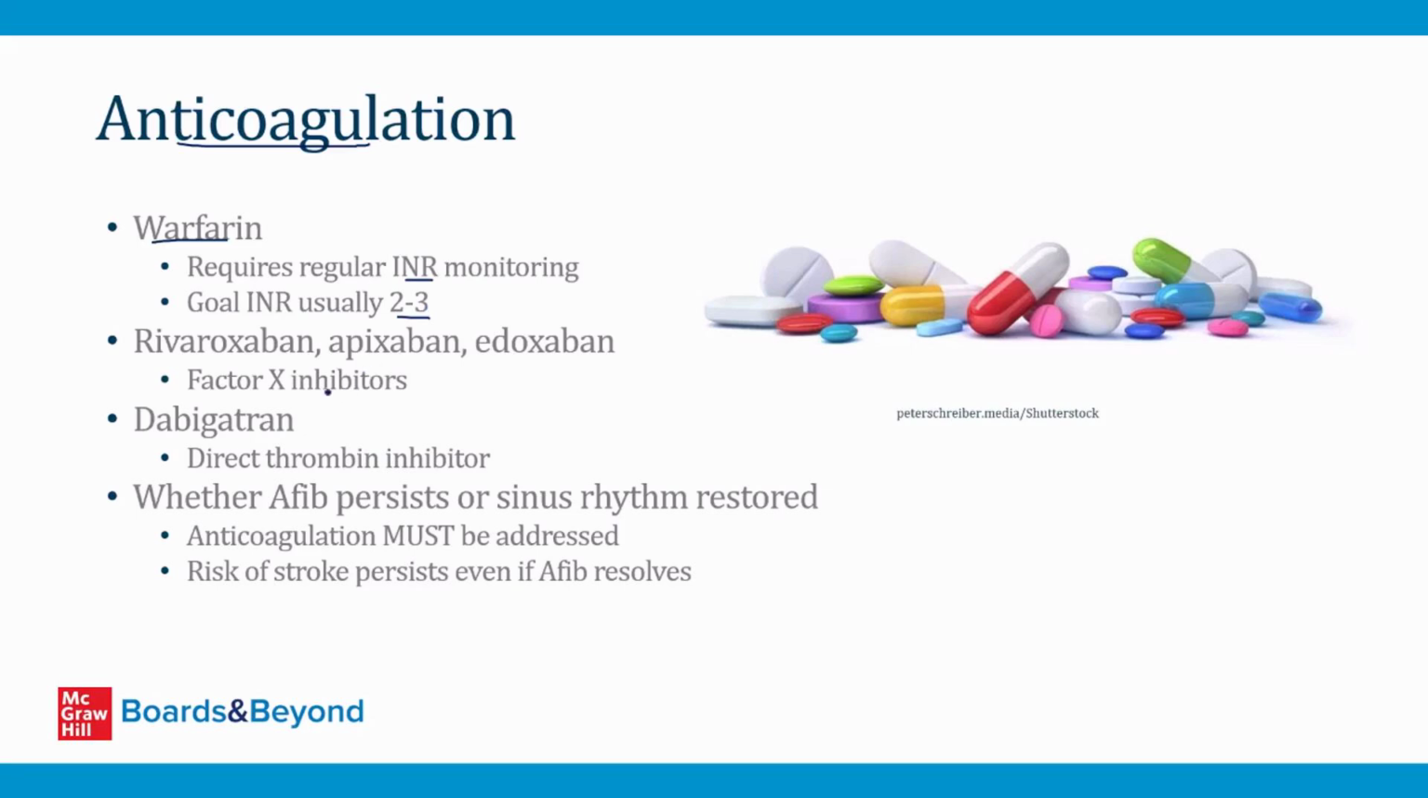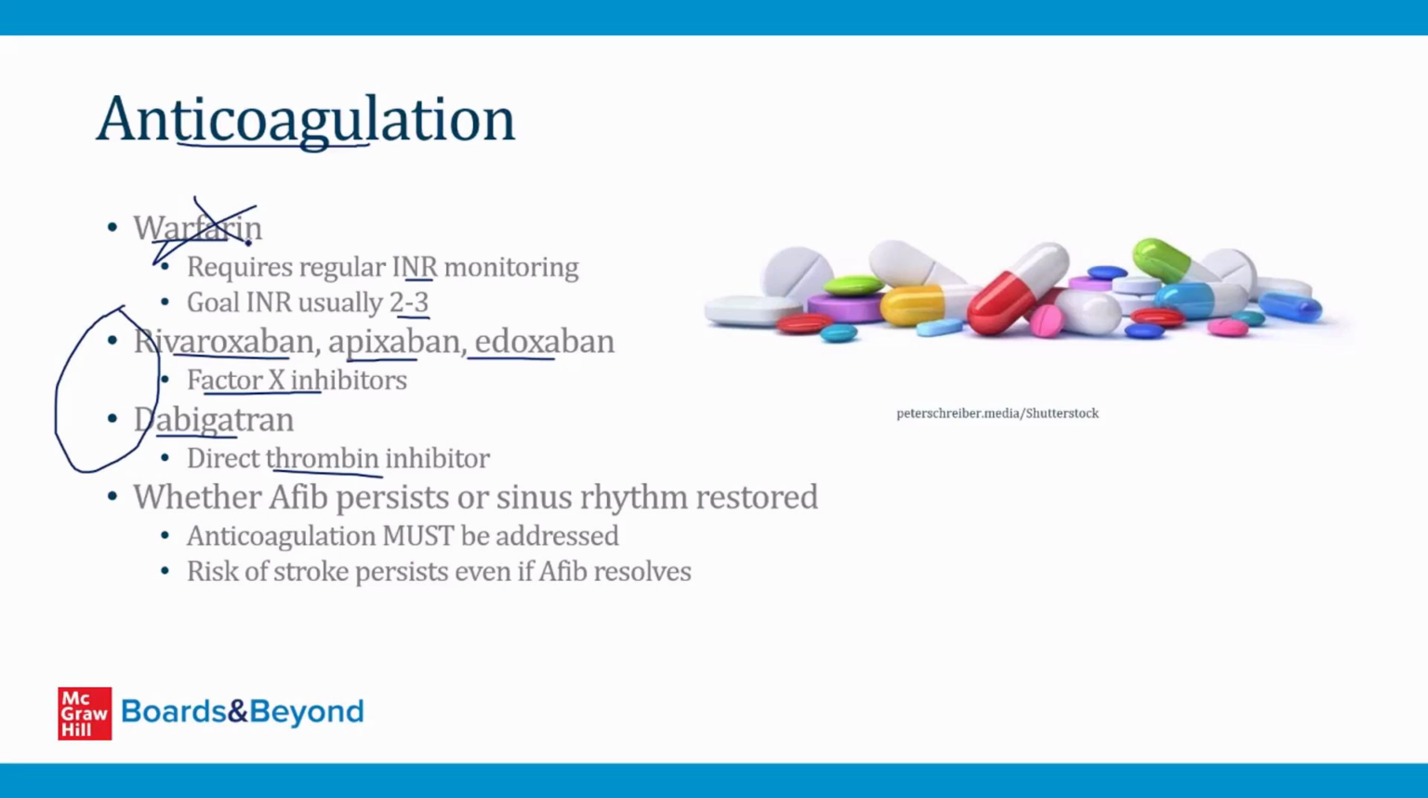The new classes of drugs that are used are the factor X inhibitors and the direct thrombin inhibitors. There are 3 factor X inhibitors, rivaroxaban, apixaban, and edoxaban, and there's 1 direct thrombin inhibitor, dabigatran. And so these are the drugs you'll mostly see used nowadays, not warfarin, for anticoagulation in patients who have atrial fibrillation for the prevention of stroke.